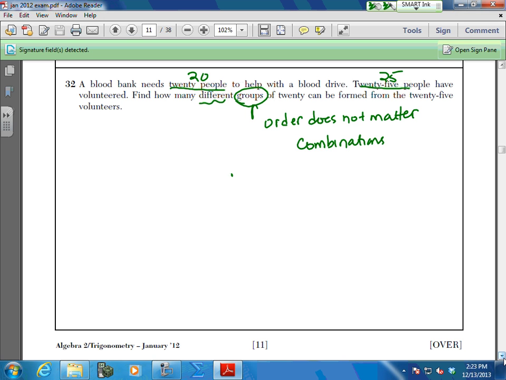So set your combination up. You have 25 people to choose from, and you need 20. And just put that in your calculator. Make sure you show them this. Put this in your calculator and come up with your different groups.